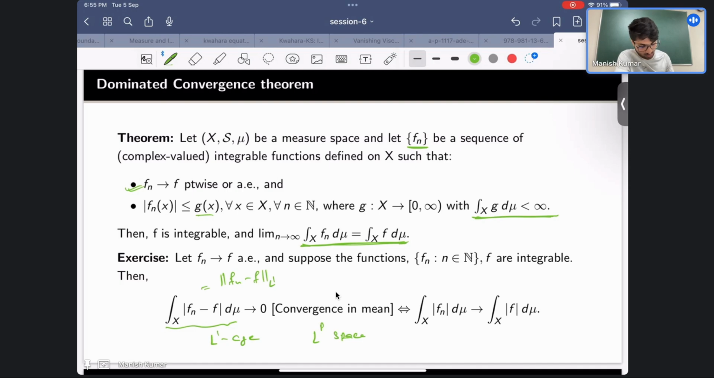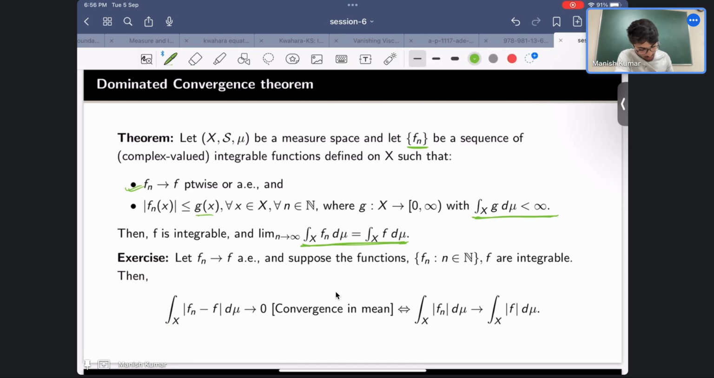So so far you can just understand that this is also something called convergence. It is called convergence in mean, I think, in this lecture or this book. So this convergence in mean is equivalent to this convergence of integral.